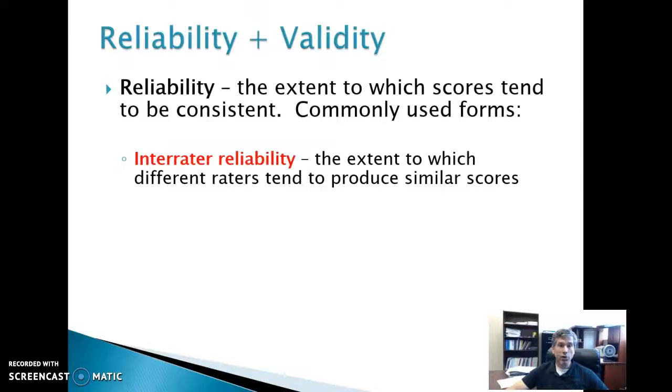Oftentimes in research that involves having raters or judges view, say, social behavior. So in those studies, say we have a couple in a romantic relationship. They sit in a room and they talk about something that causes conflict, and we want to code it for different types of interactions. Tone of voice, who's talking over who, who's more dominant, etc. We're going to use raters for that.